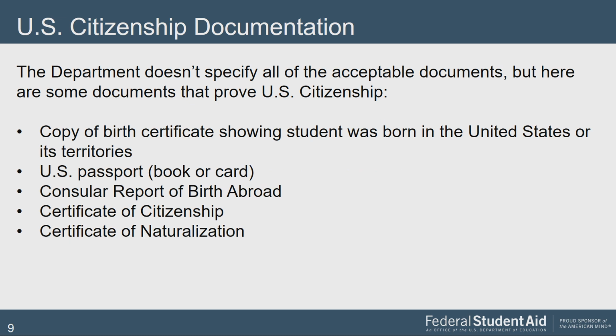So in the event that a student is in fact a U.S. citizen, but they don't pass the match, there are a number of documents that you could use that will verify a student's U.S. citizenship. This is not an exhaustive list, and even on this list, I'll just highlight some of the most common documents you can use to verify this. That includes a birth certificate, a certificate of citizenship, and a certificate of naturalization.